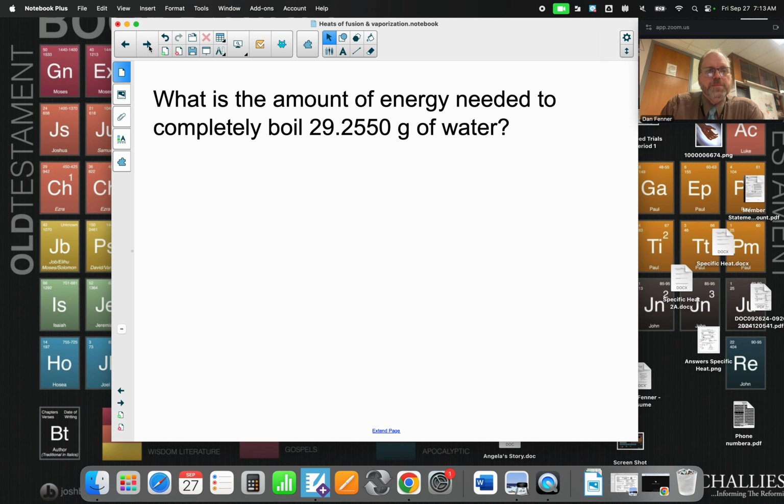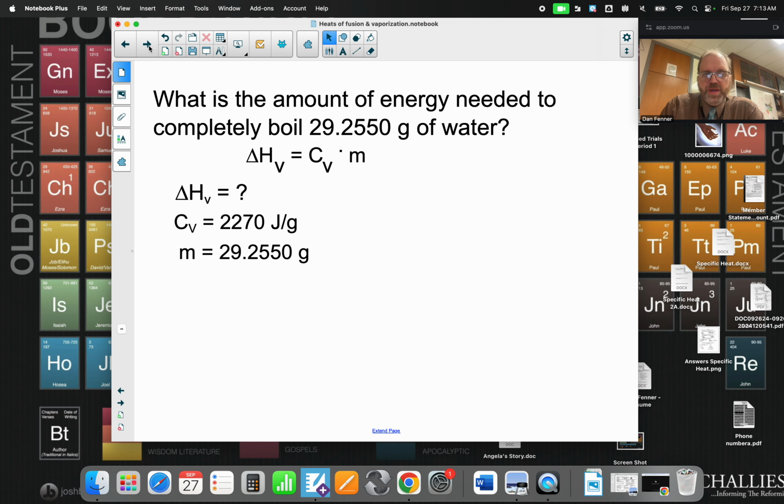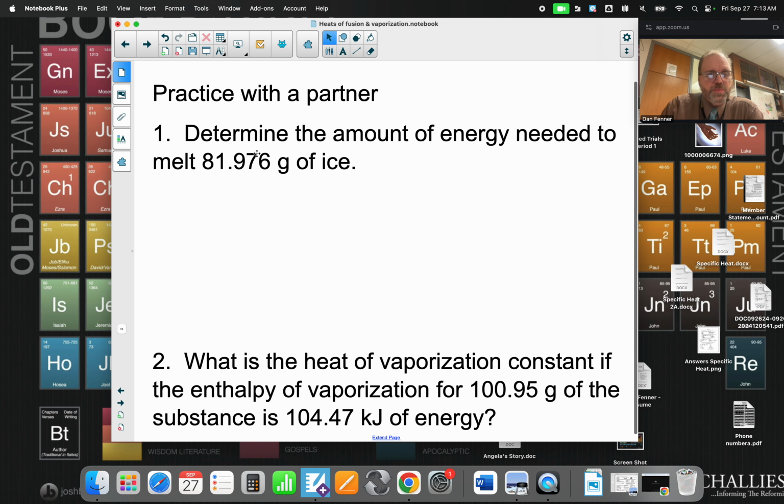Alrighty, here we go. Delta H equals CV times M. Delta H is unknown because it's the energy, the enthalpy. CV is 2270 because it's water. Mass is 29.250 grams. Plug them in, grams cross out. We get 66,408.95, but I only have 6 sig figs. So to 6 sig figs, that's going to come to 66,408.9 joules.